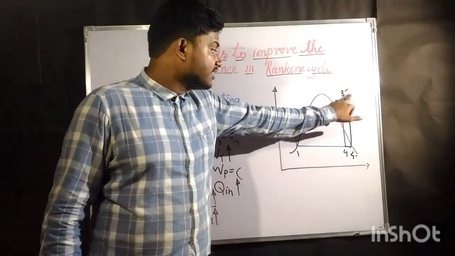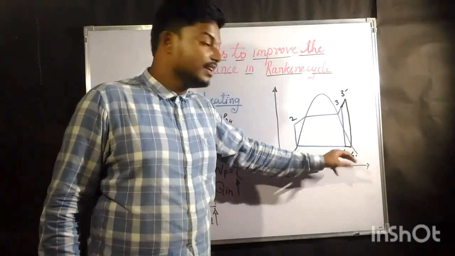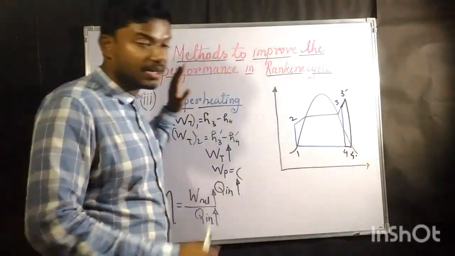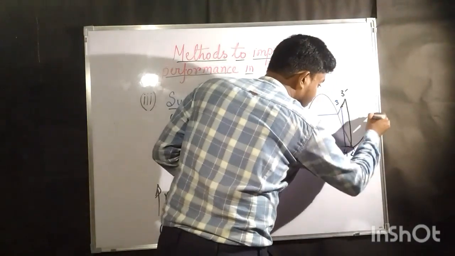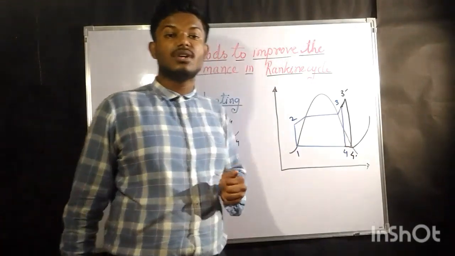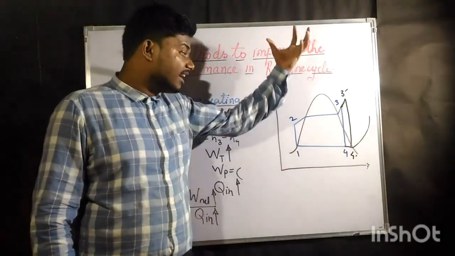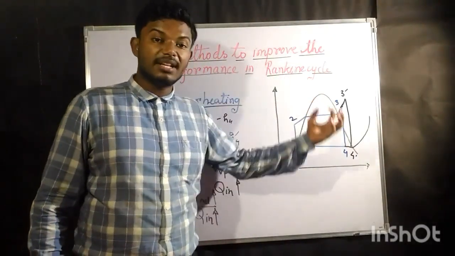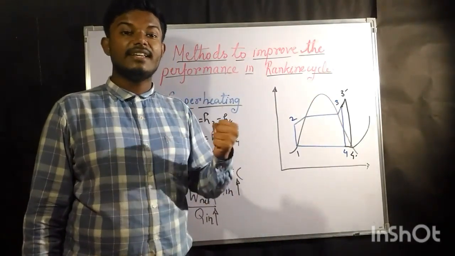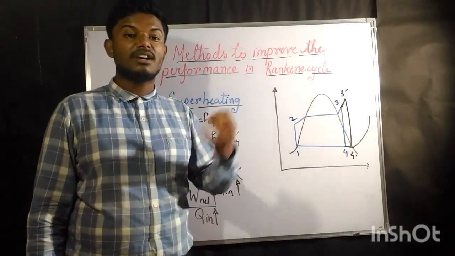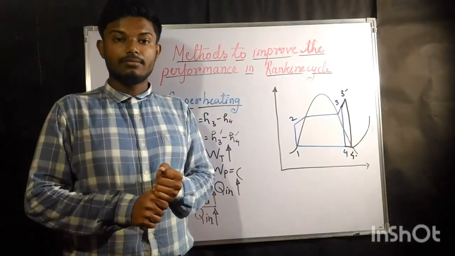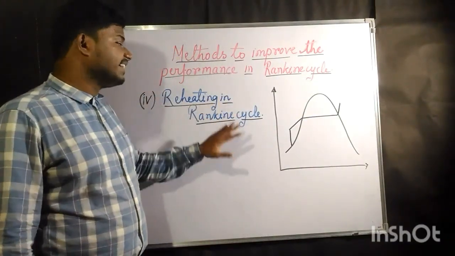But now here you can see after coming out from the turbine, the last point, point 4 dash, is going closer to the saturated line at same pressure. Maintaining the pressure same, point 4 dash is now closer to the saturated vapor line. That means the quality of the steam coming out from the turbine is definitely going to increase. The quality is good because it is closer to the saturated vapor line. The next method is reheating in Rankine cycle.